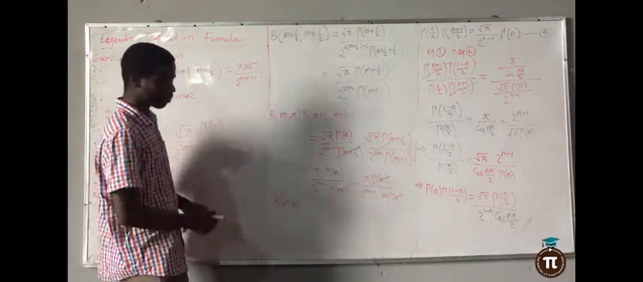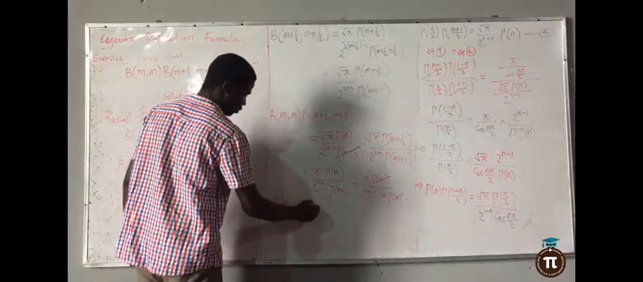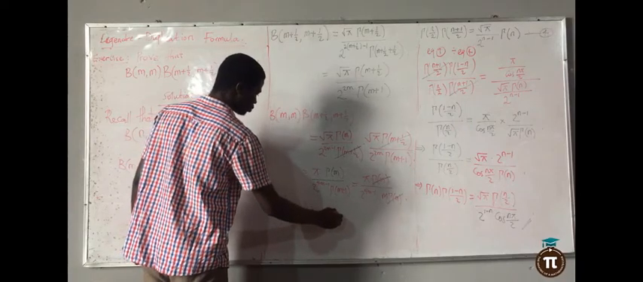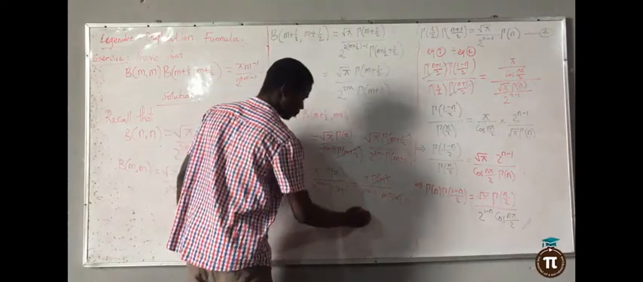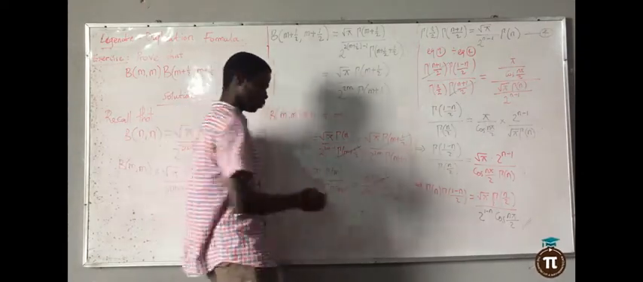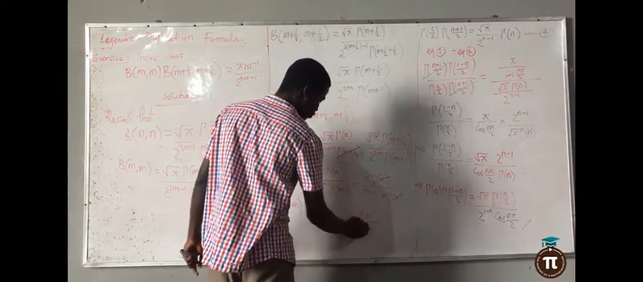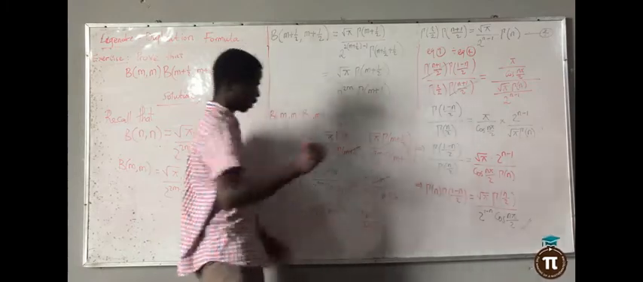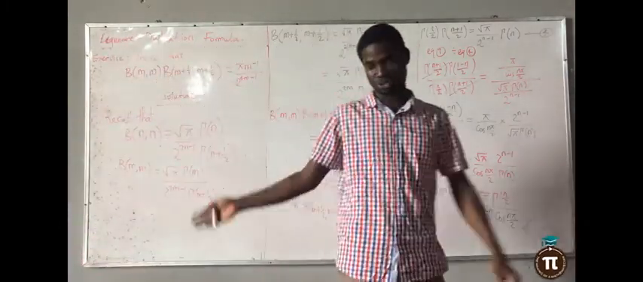So that at the end of the day, I have beta of m comma m, beta of m plus 1 over 2, m plus 1 over 2 equal to pi. If this m comes to the numerator, it becomes m raised to the power of minus 1 over 2 raised to the power of 4m minus 1. That is the answer to this question.